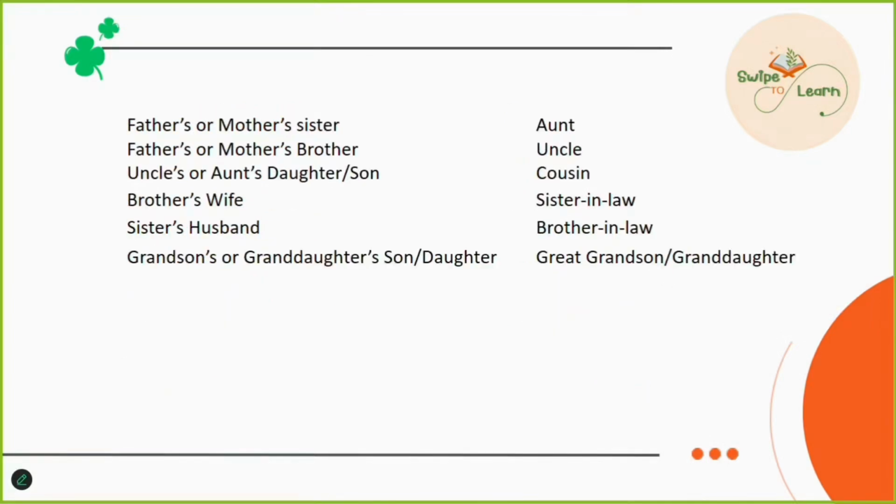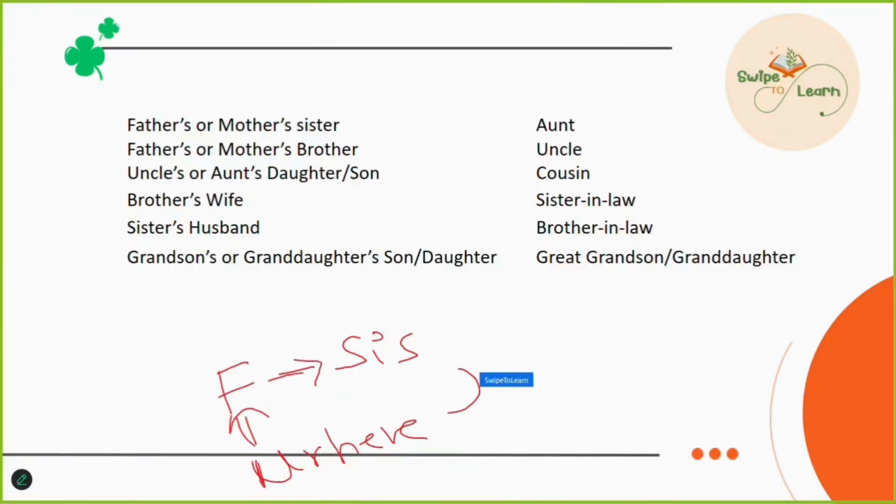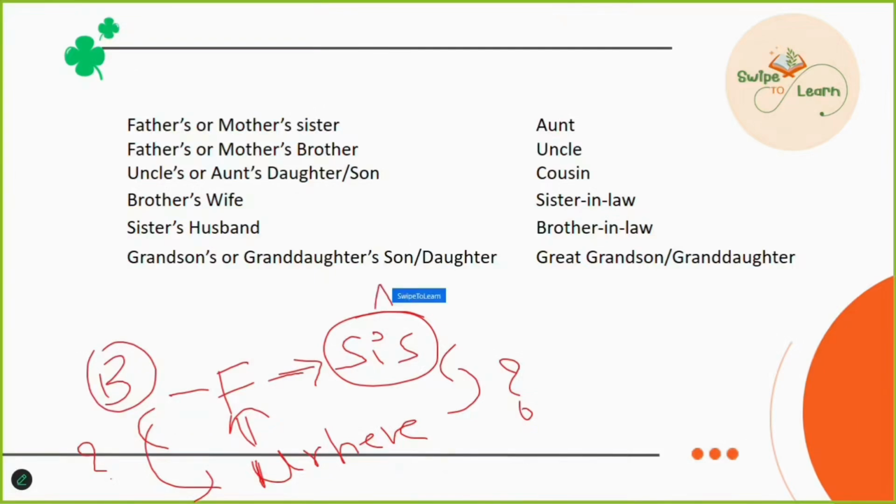Next, your father's sister. You have a father and he has a sister. Then how are you related to them? See, you are here, right? Now, your father has a sister, then how will you be related to her? She will be your aunt. Similarly, if your father has a brother, then how are you related? He will be your uncle. This would be an aunt and he would be an uncle.